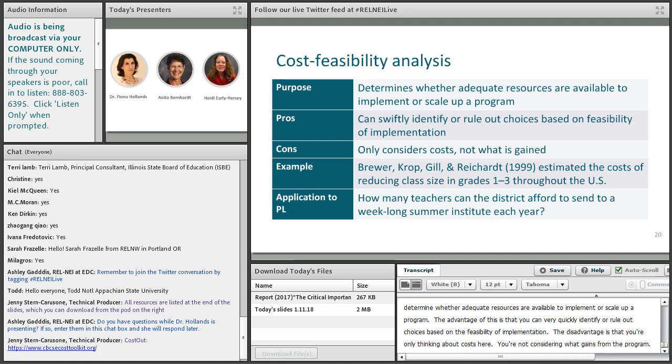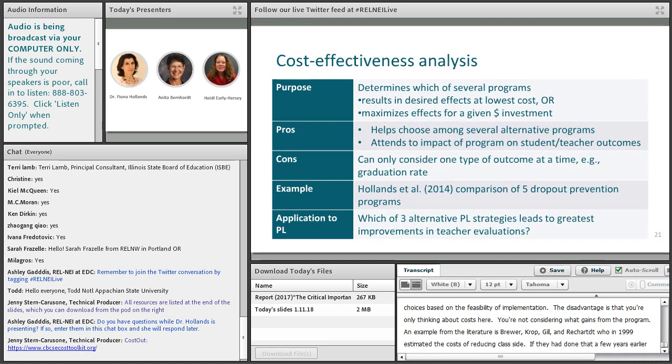An example from the literature is Brewer, Kropp, Gill, and Reichert, who in 1999 estimated the cost of reducing class size in grades 1 to 3 throughout the US. If only they had done that a few years earlier, California might have done things differently. For an application of professional learning, you might want to figure out how many teachers the district could afford to send to a week-long summer institute each year.